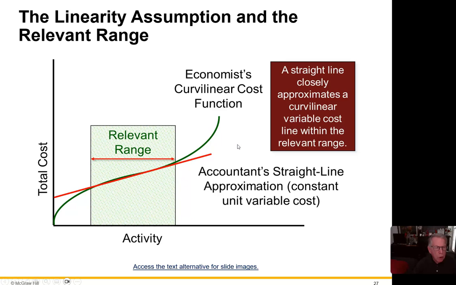In other words, if you're running one full shift, that shift will be fine within the relevant range. And once you try to push units past that capacity, I've got to spend a lot of money on overtime and extra maintenance costs and those kinds of things, which will drive your costs in total up from a linear condition. So the accountant's straight line approximation, that's the constant unit variable cost. And it closely resembles a curvilinear variable line within that relevant range.